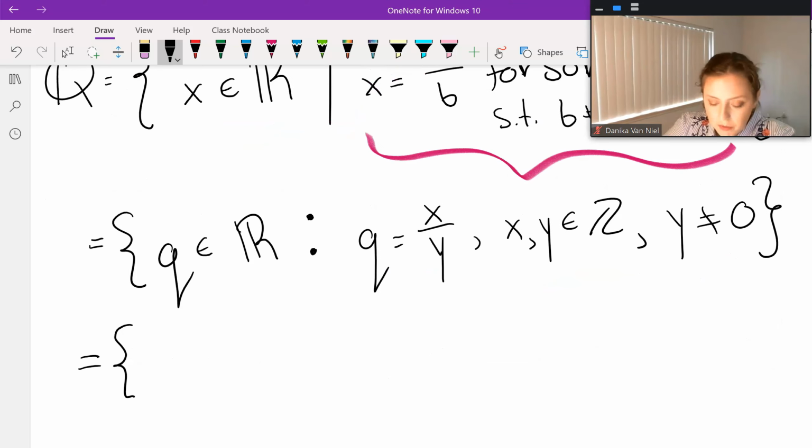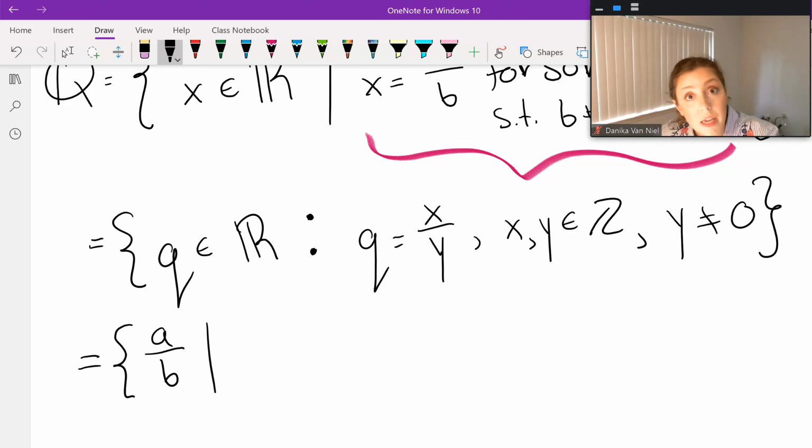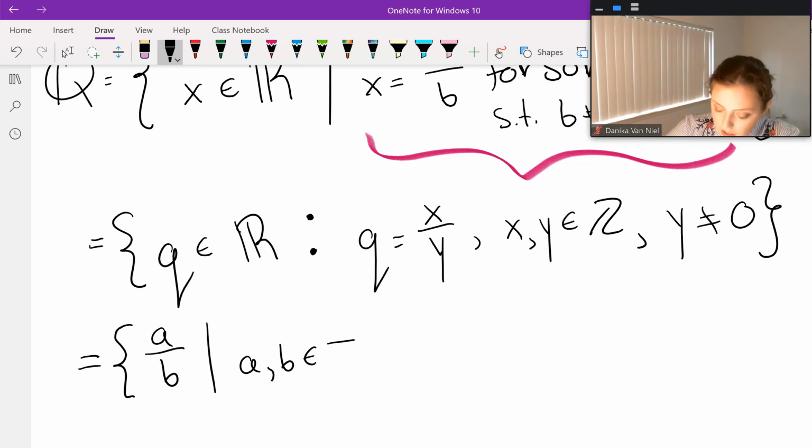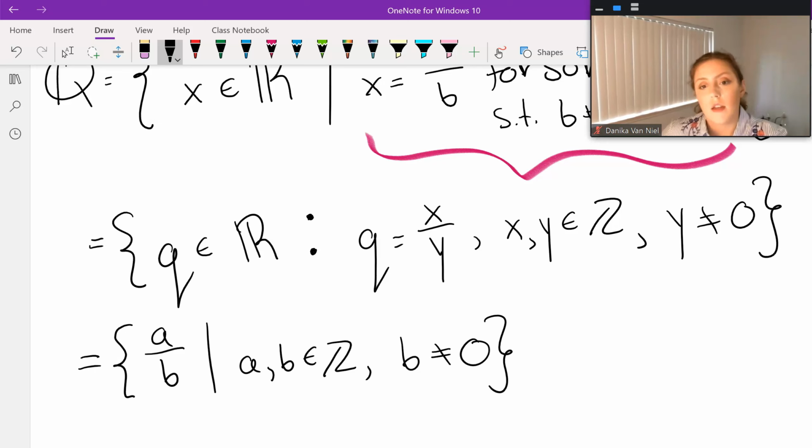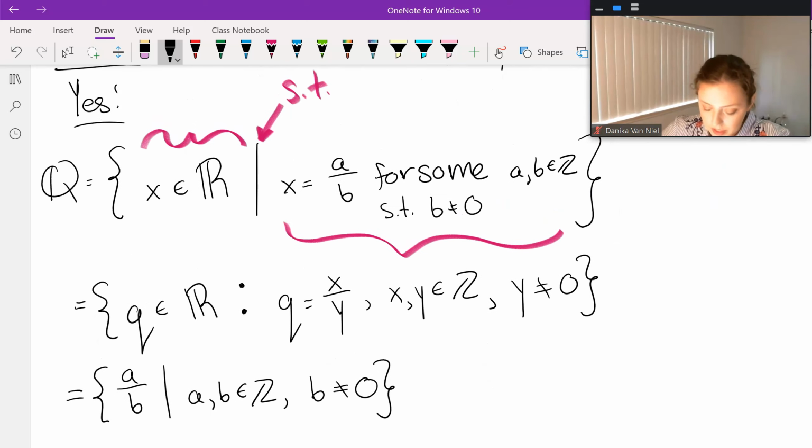Another way we could write it is we could instead say what an element's going to look like. So I could start by saying our element can be A over B such that, now I need to talk about who A and B are. Such that A and B are integers, B not equal to 0. So these are 3 different ways to write the same set.